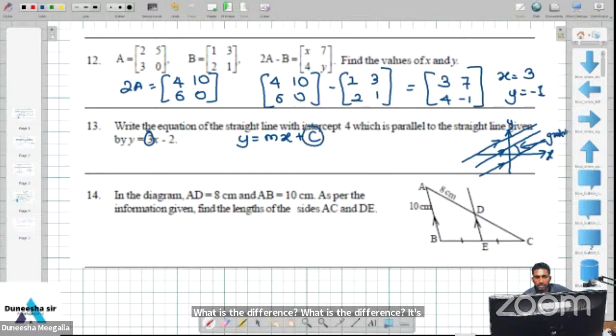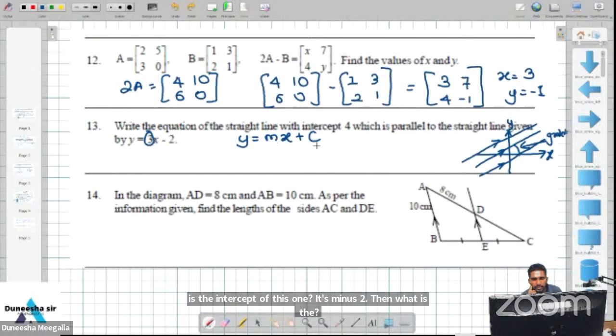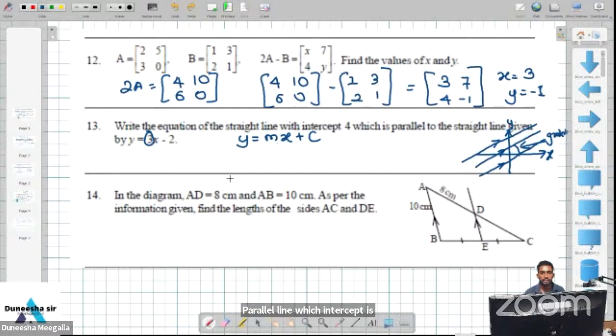This intercept is what we call c. What is the intercept of this one? It's minus 2. Then what is the parallel line whose intercept is 4? Can you tell me?